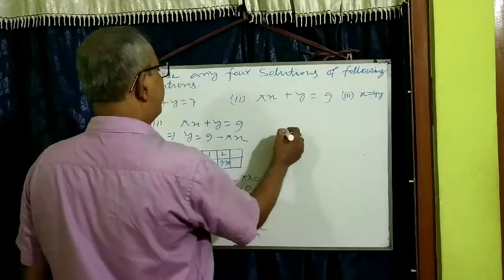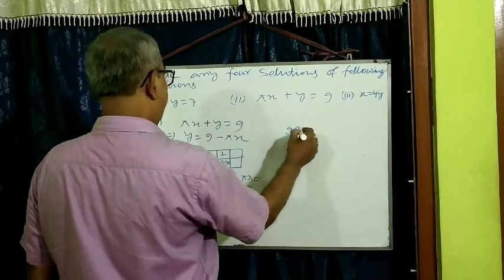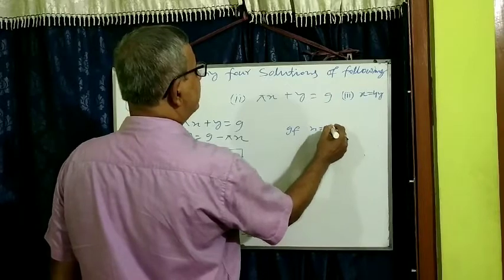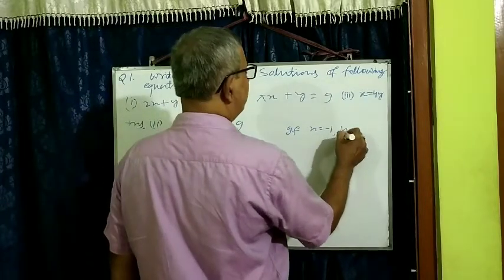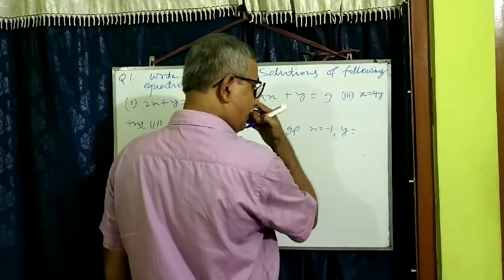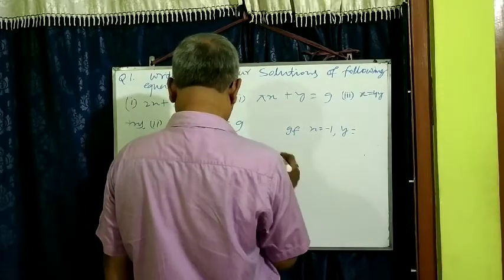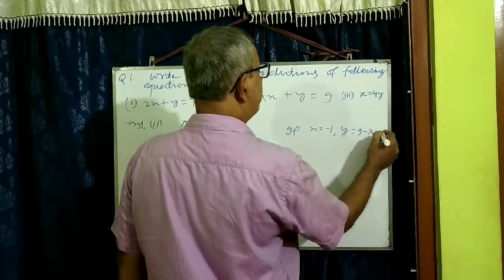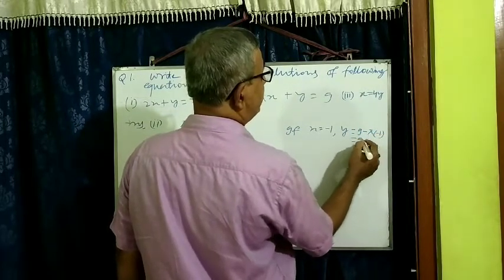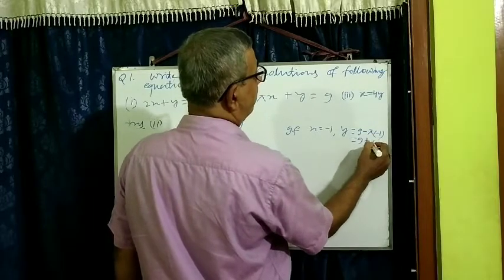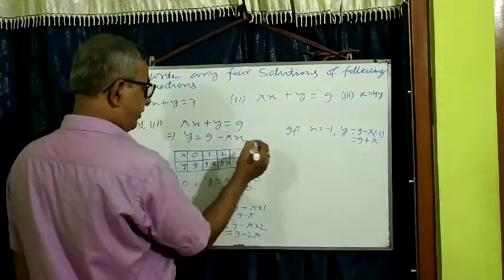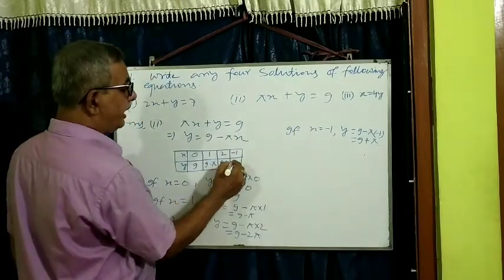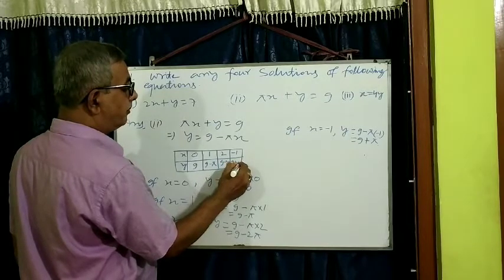If x is equal to negative 1, then what will happen? Y is equal to 9 minus pi into minus 1. Here, do you understand, minus minus becomes plus, so plus pi. So you are getting x is equal to minus 1 and y is equal to 9 plus pi.